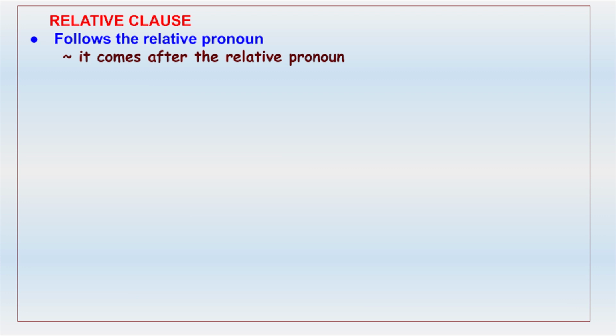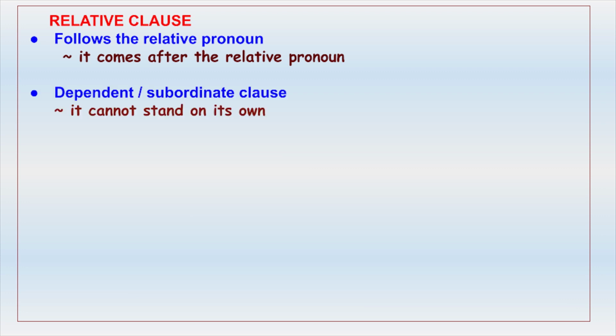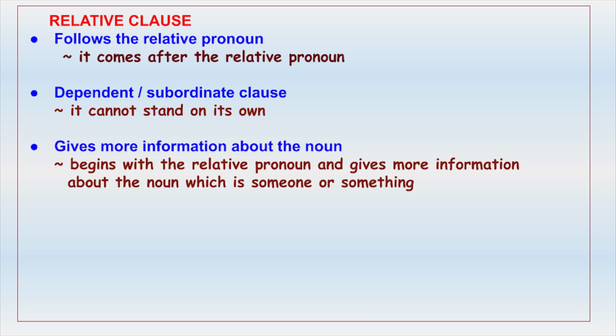The relative clause is a dependent or subordinate clause. That means it cannot stand on its own. On its own, you would not know what the writer intends for you to understand. The relative clause gives more information about the noun and it begins with the relative pronoun. So it tells you more about the noun, which is something or someone.